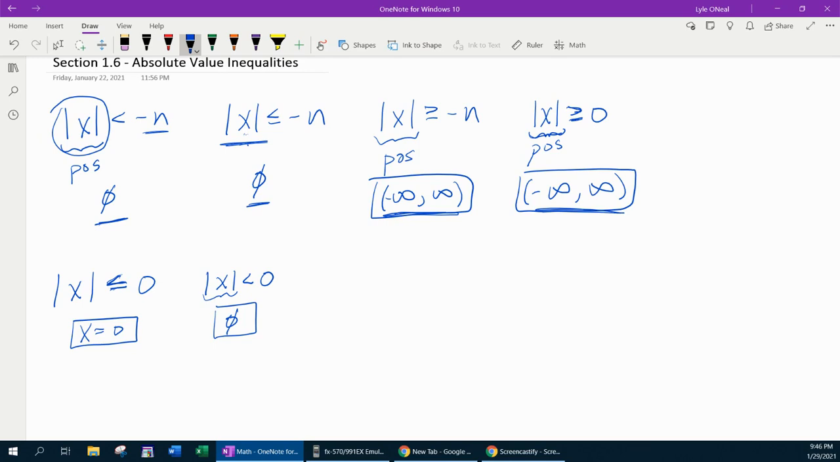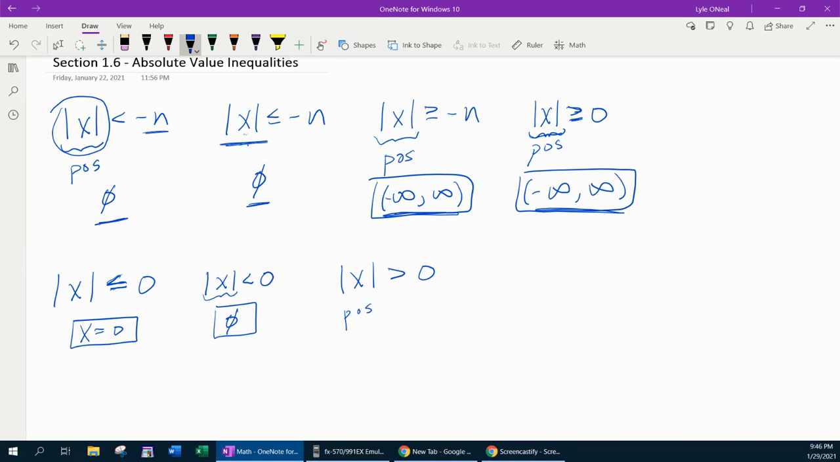Okay, now then, let's think about another tricky scenario. Absolute value of x greater than 0. And again, you might think, well, if this is always positive, positive numbers are always greater than 0, then that's going to be all real numbers. And that would be false.